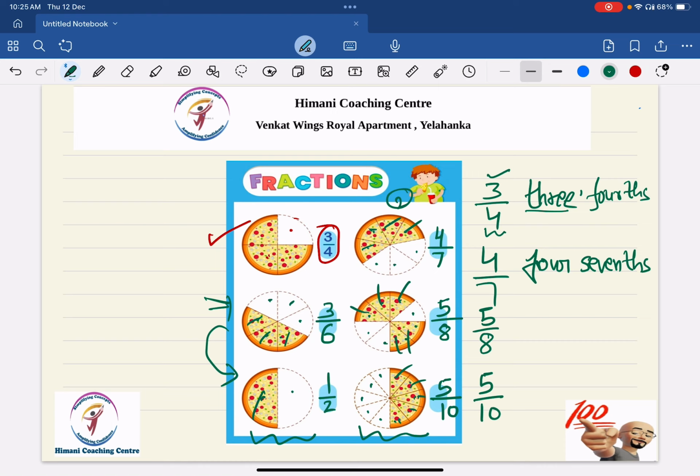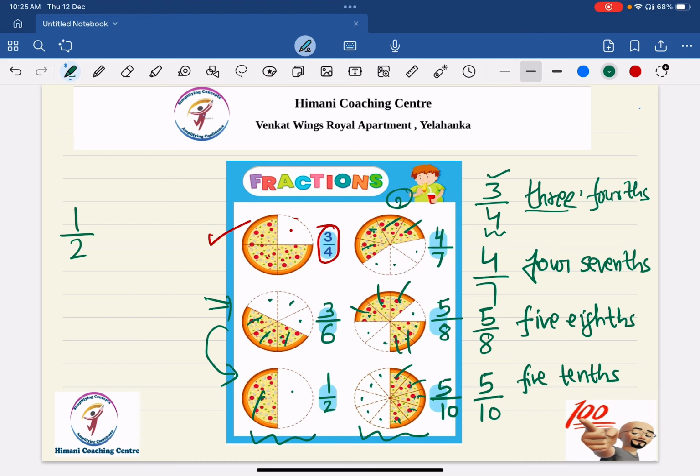So 5 by 8 would be written as 5 eighths. Okay, 5 eighths. And 5 by 10 would be written as 5 tenths. Okay, so this is how we write it. So you will get these questions, so you should be clear about how it is written.